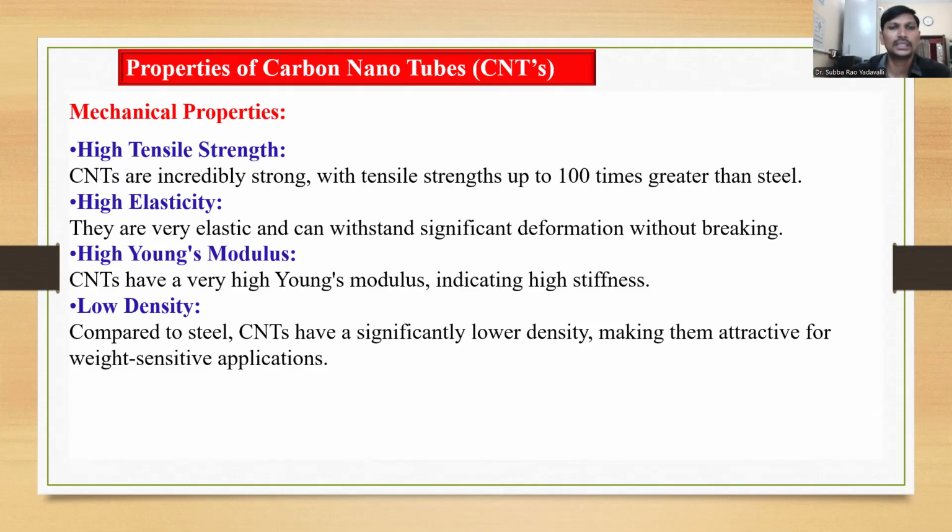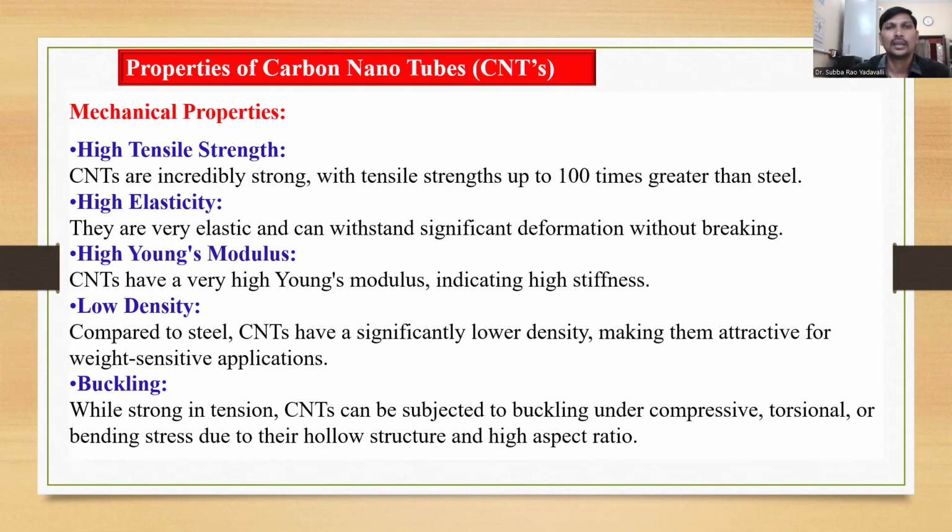And the next one, low density. When compared to steel, carbon nanotubes have significantly lower density. Steel means iron. This makes them attractive for weight sensitive applications. That means we can fabricate lightweight materials by using carbon nanotubes.